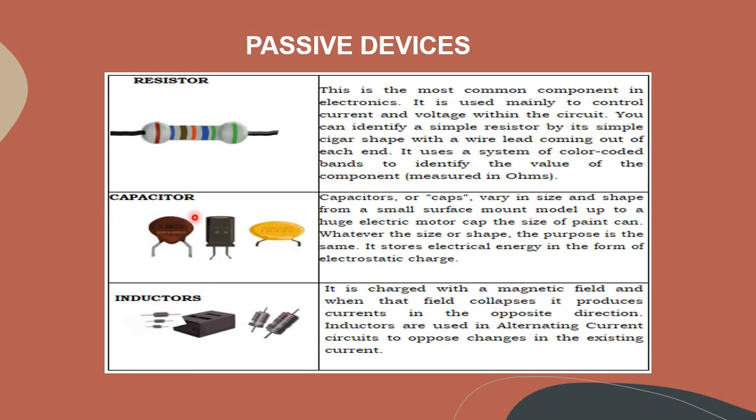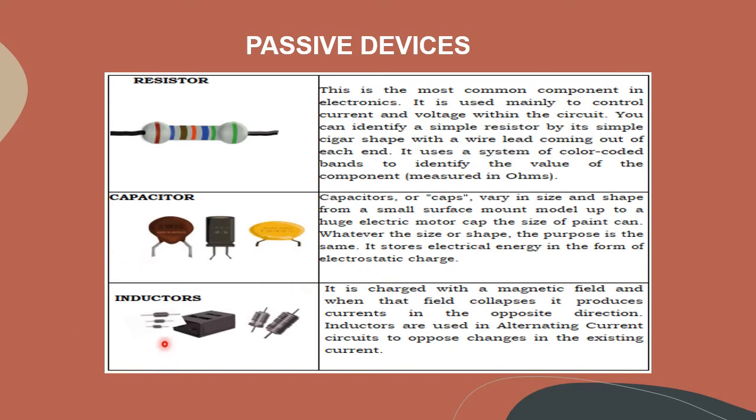Next, we have the capacitor. Capacitors, or caps, vary in size and shape, from a small surface mount model up to a huge electric motor cap, the size of a paint can. Whatever the size or shape, the purpose is the same. It stores electrical energy in the form of electrostatic charge.